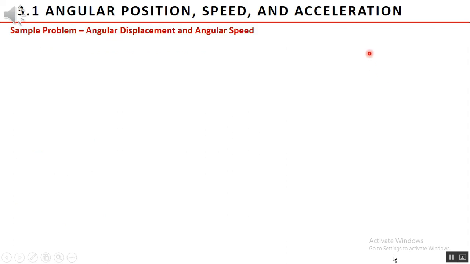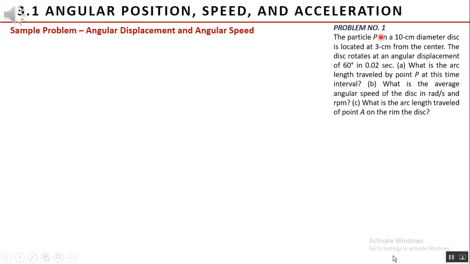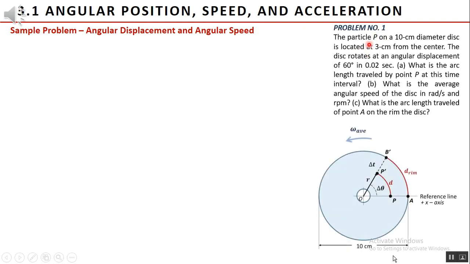Now it's time for sample problems. Problem number 1. The particle P on a 10 cm diameter disk is located 3 cm from the center. The disk rotates at an angular displacement of 60 degrees in 0.02 second. Letter A. What is the arc length traveled by point P in this time interval? Letter B. What is the average angular speed of the disk in radian per second and revolutions per minute? Letter C. What is the arc length traveled by point A on the rim of the disk?